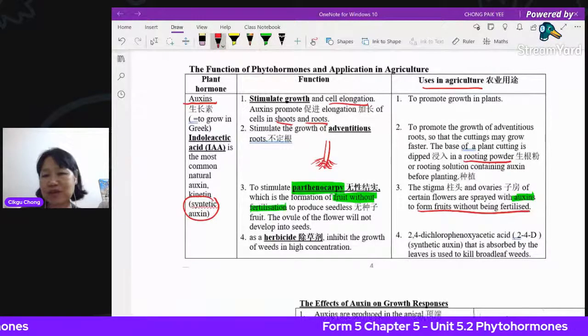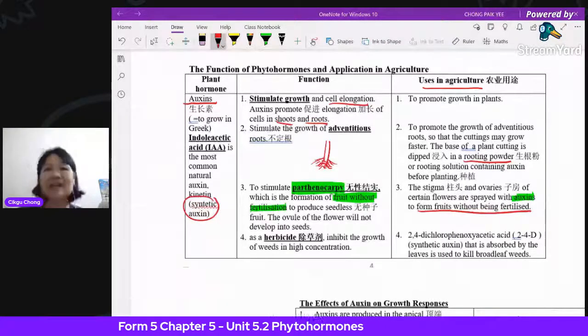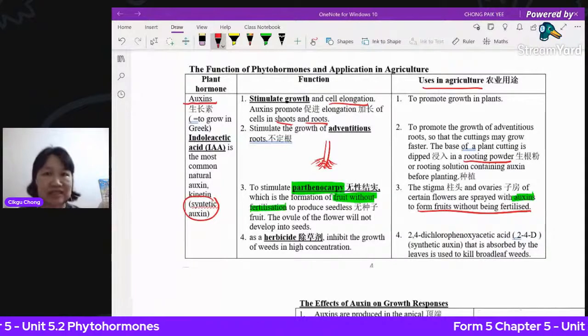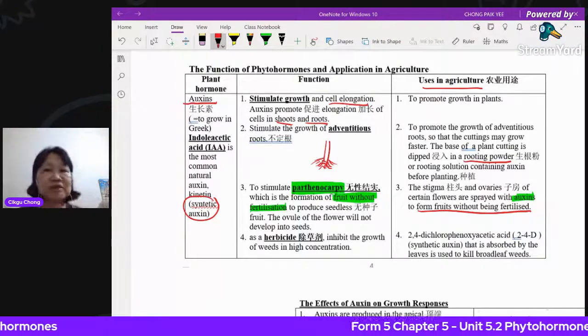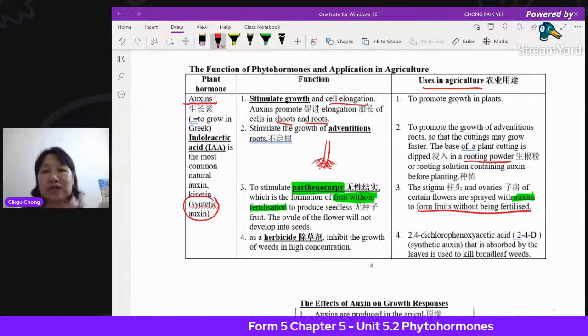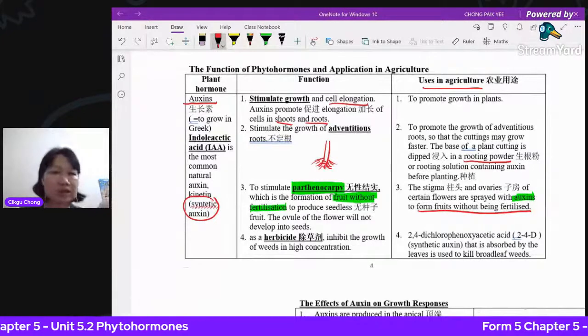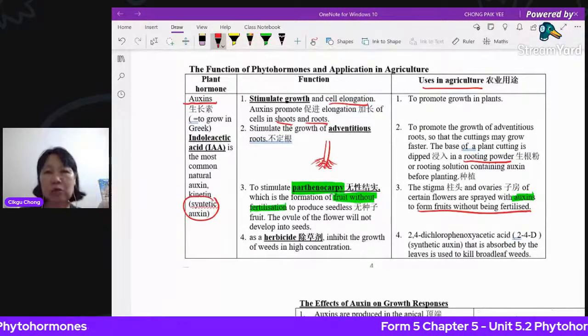Well, sometimes you have seedless watermelons. Right? Also seedless grapes. Remember, there are certain fruits that don't have seeds. And that is a good thing, because for us to consume, they are easier to eat without seeds, right? So how do they do it? It's actually parthenocarpy using a plant hormone called auxin.